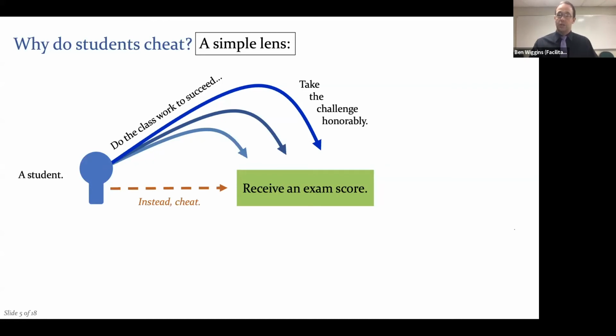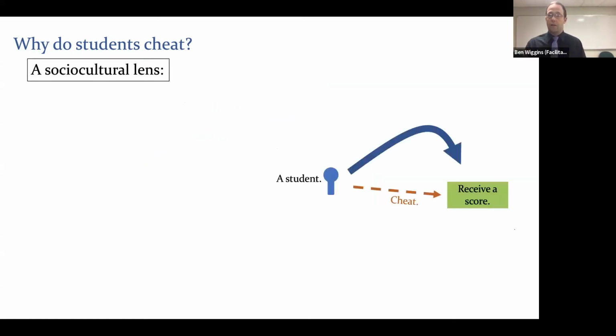And some students take a shortcut. So they cheat because they can't do the work, or they don't want to, or they don't have this idea of being willing to do an honorable challenge. Okay, here's our simple lens. And I think most of the nods that I'm seeing in the gallery view are telling me that, okay, we're not gonna hang our hat on this model. Here's a more sociocultural way of looking at the exact same question. So there's the simple model. And we're gonna layer some things on top of that.